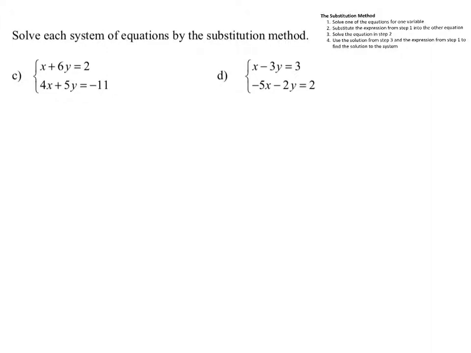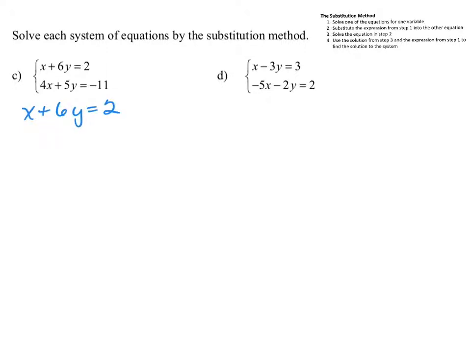Solve each system of equations by the substitution method. Here we need to do all 4 steps. The first step is to solve one of the equations for one variable. You could choose either one. For the first example, I would like to try with the first equation, x plus 6y is equal to 2.